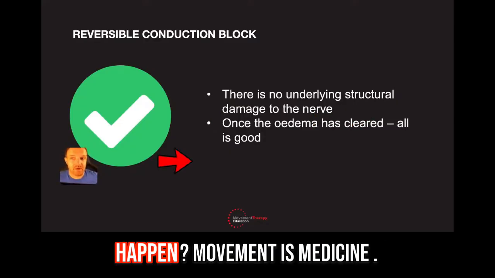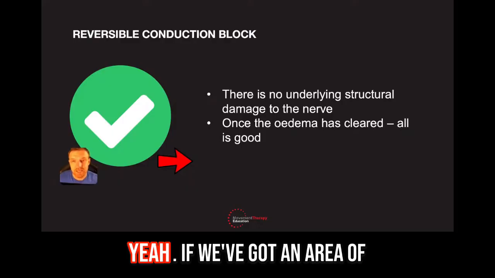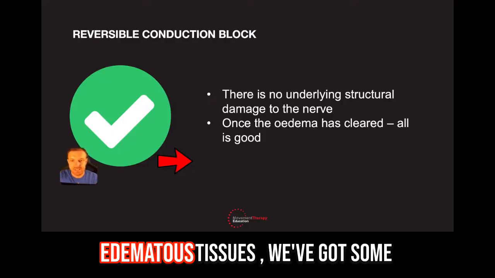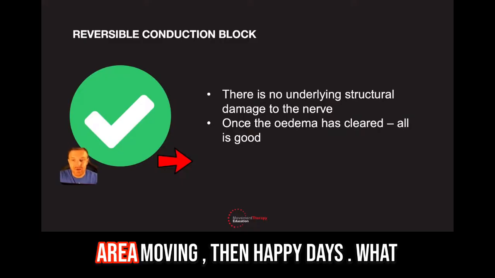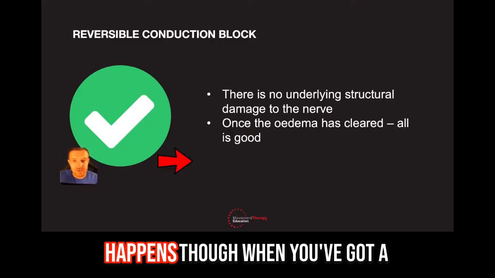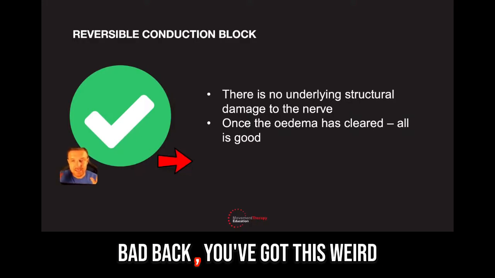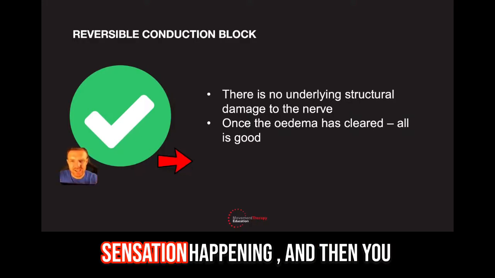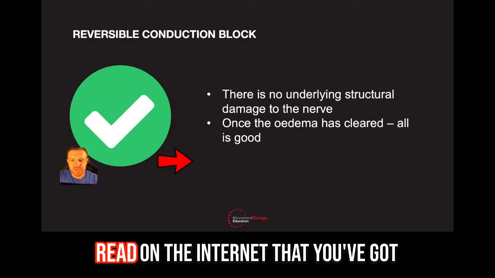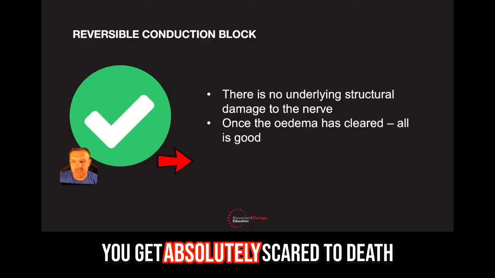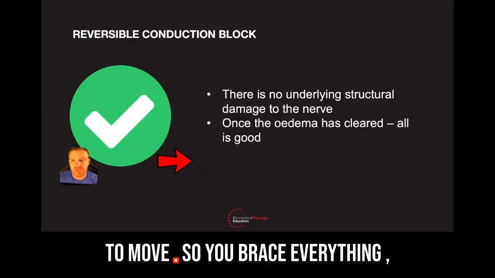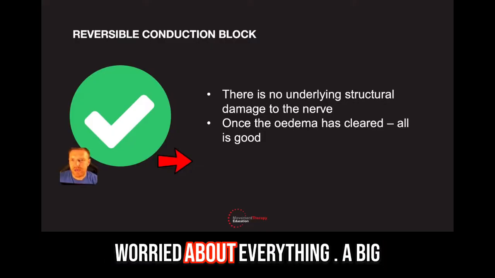How can that happen? Movement is medicine. Yeah. So if we've got an area of edematous tissues, we've got some buildup of fluid, if we can get that area moving, then happy days. What happens though, when you've got a bad back, you've got this weird sensation happening, and then you read on the internet that you've got cancer? You get absolutely scared to death to move. So you brace everything, and you're just really, really worried about everything.